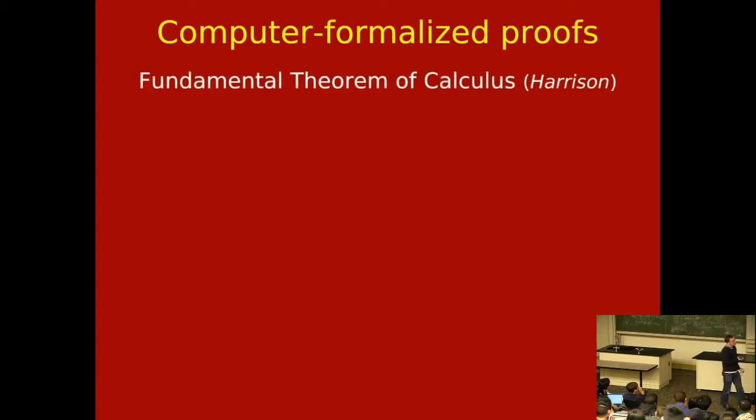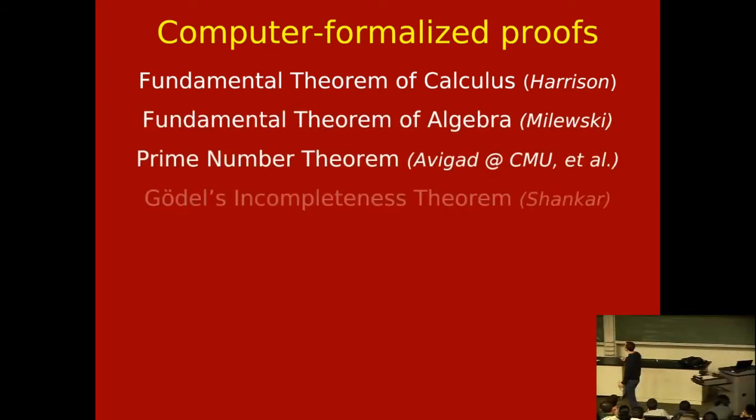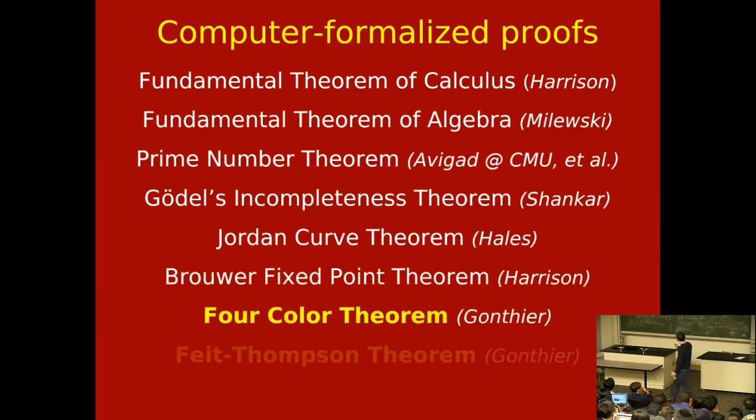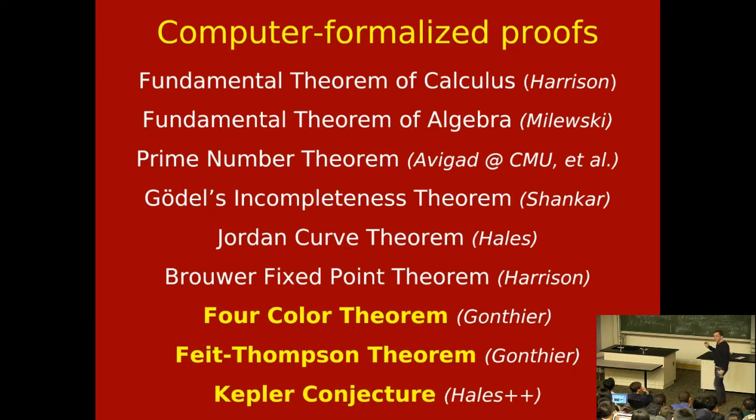Now, it built upon, a lot of people had done this for other famous problems. So here are some famous theorems in math that have fully computer-checked rigorous proofs. Fundamental theorem of calculus, algebra, the prime number theorem that was done at CMU, Gödel's incompleteness theorem, these other theorems. These are probably the 3 major ones. The 4-color theorem.